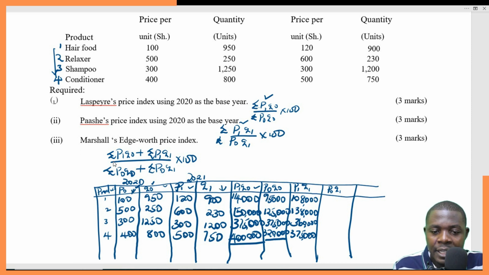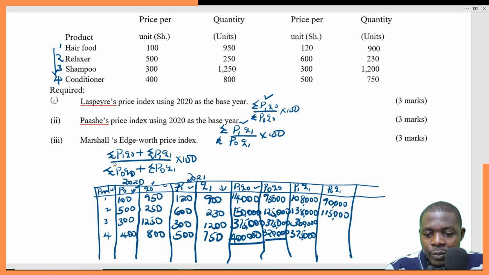Now we are taking the figures in the first column. We multiply by the last column. 100 multiplied by 900, you should be getting 9. Is it 90,000? Yes, 90,000. Then 500 multiplied by 230. You get 115,000. Then we have 300 multiplied by 1200. You should be getting the same.